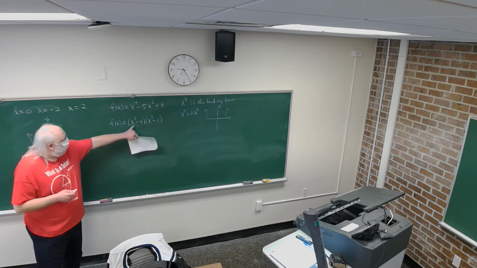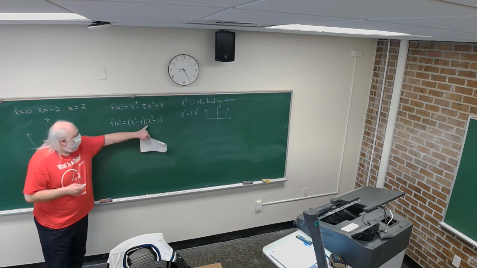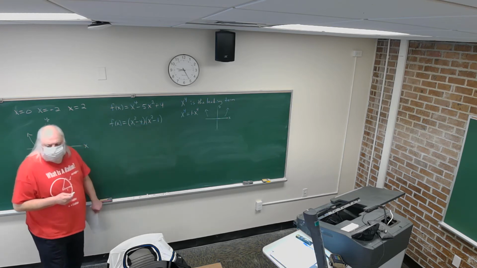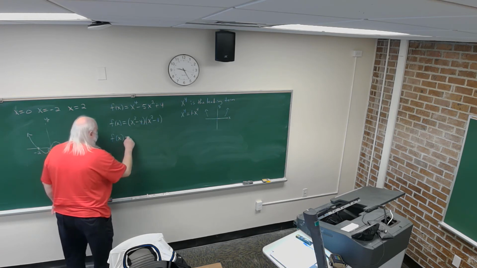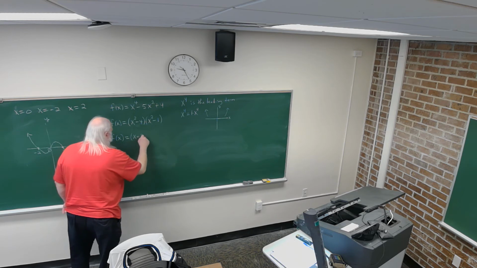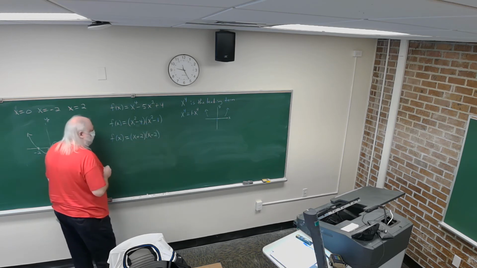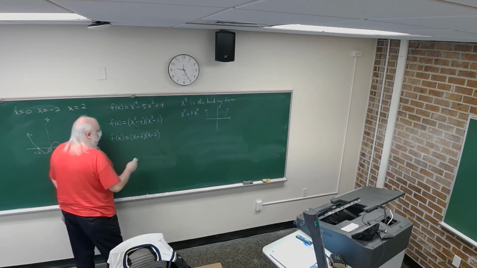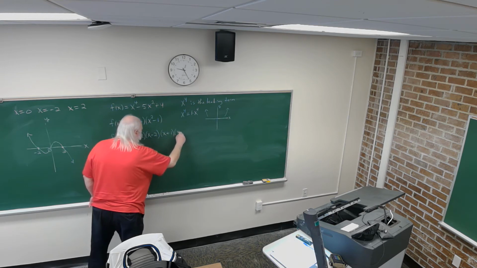And now you can see x squared minus 4 is a difference of squares, it factors. And x squared minus 1 is a difference of squares, it factors. x squared minus 4 factors into x plus 2 times x minus 2. And x squared minus 1 factors into x plus 1 times x minus 1.